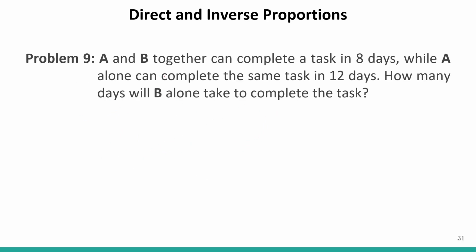So let's see problem number 9. If A and B together can complete a task in 8 days, so they complete a task in 8 days. So the combined work rate is equal to 1 by 8. While A alone can complete the same task in 12 days, so A's work rate is equal to 1 by 12. It asks us how many days B alone will take to complete the task.